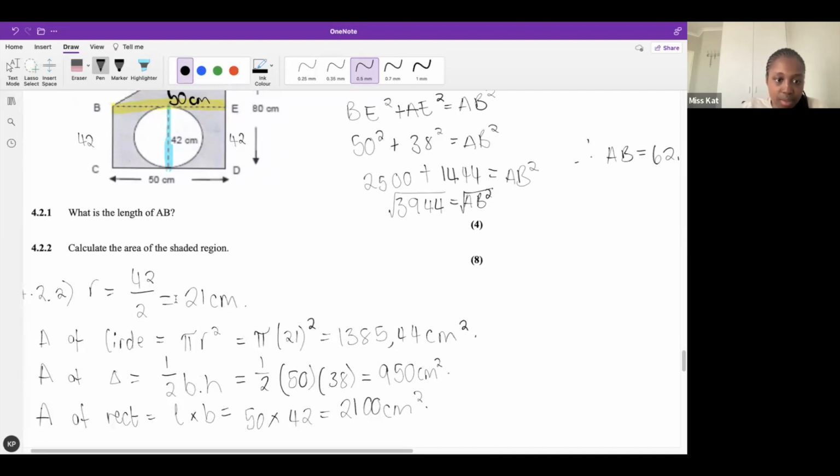Area of rectangle plus area of triangle minus area of circle. Okay, I see you, Abu. Add everything, then subtract the circle area. Nice, guys. Nice, nice, nice.